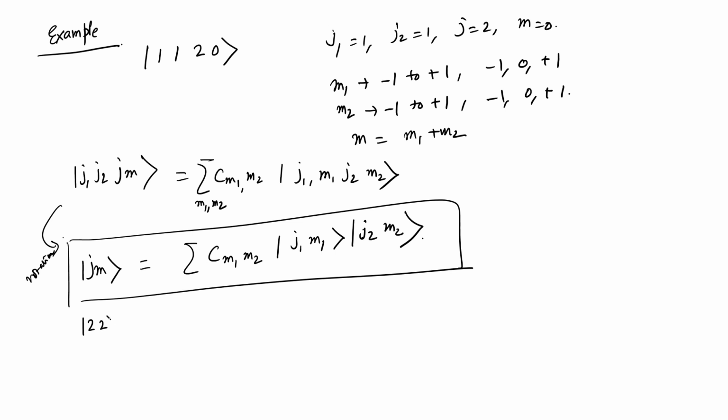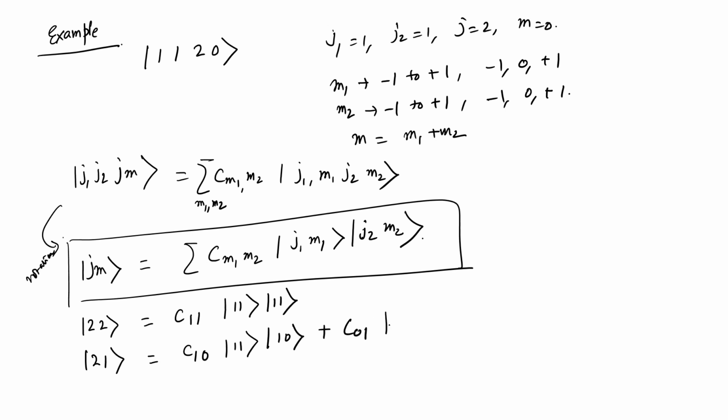So, we have |2 2⟩ which is equal to C_{1 1} |1 1⟩|1 1⟩. So, the J1 M1 are 1 1 and J2 M2 are 1 1 as well. So, that is |2 2⟩. Now, we have this |2 1⟩, this is equal to C_{1 0} |1 1⟩|1 0⟩ and C_{0 1} |1 0⟩|1 1⟩. That is |2 1⟩. Let me write the |2 0⟩, because |2 0⟩ has many terms.